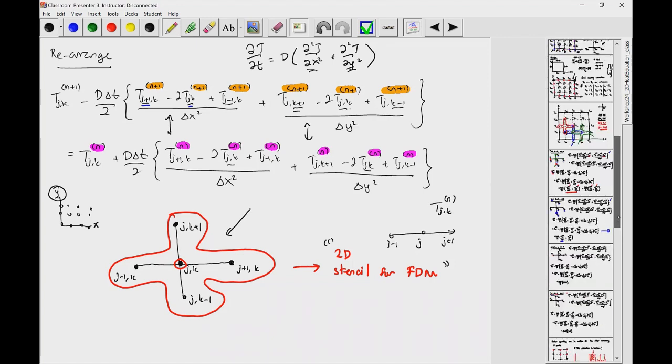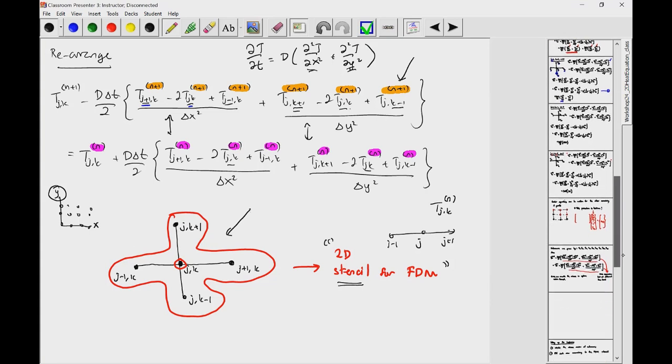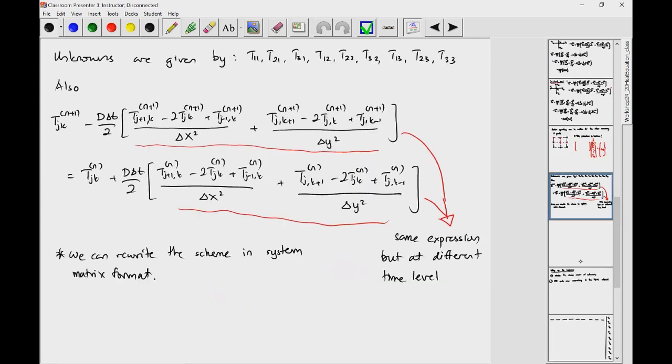Noting this, and noting that this scheme gives rise to the 2D stencil because we're using the central difference scheme, we can rewrite this in a system matrix. The expression on the left-hand side and the right-hand side are similar, just evaluated at different time levels: one at n plus 1, one at time level n. So to make things simple, we can rewrite this scheme in matrix format.